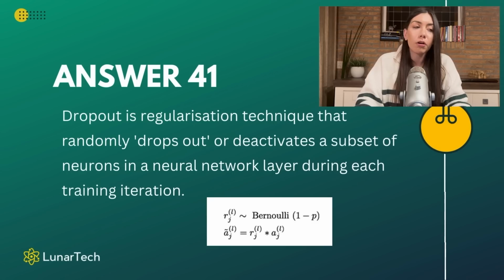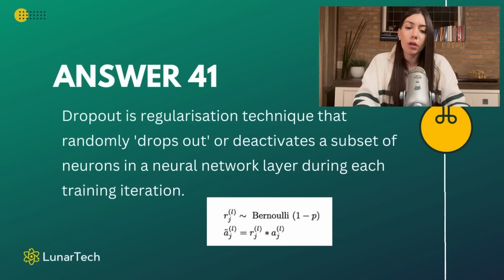And why Bernoulli? Because if you are familiar with some very popular statistical probability distributions, you will know that the Bernoulli distribution helps us to express and define random variables that have two possible outcomes. There can be either success or failure. So there can be either dropping out or not dropping out. We can either activate or deactivate neurons. And that's why we are saying that our activations in that specific layer, let's say layer l, can be described by a random variable that follows a Bernoulli distribution with activation rate of 1 minus P, where P is the dropout rate.